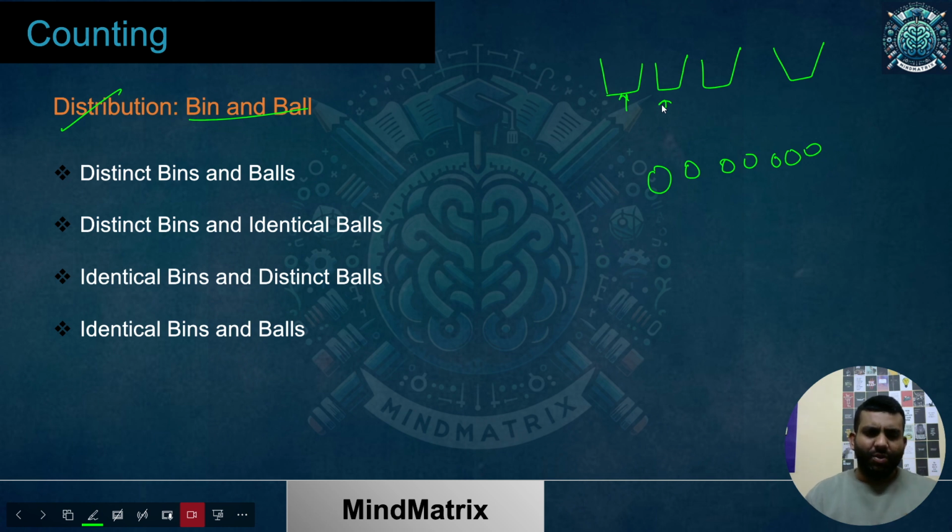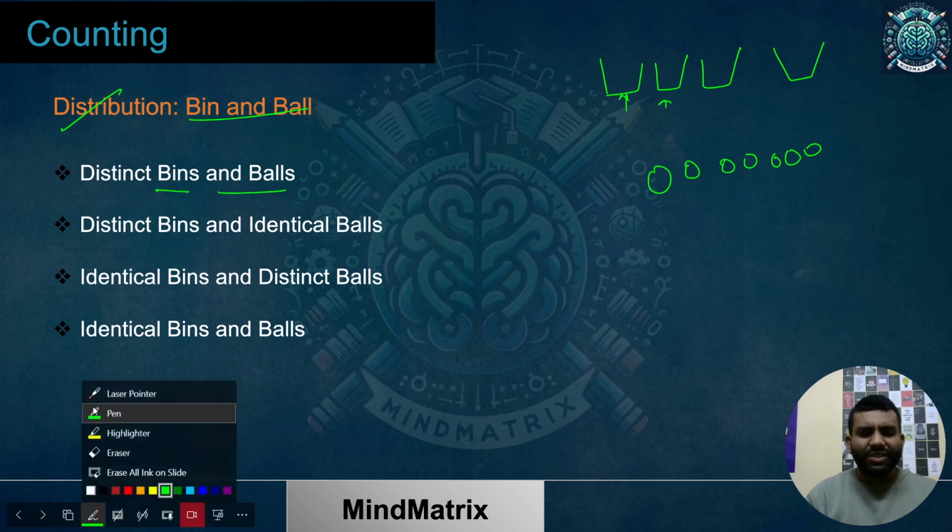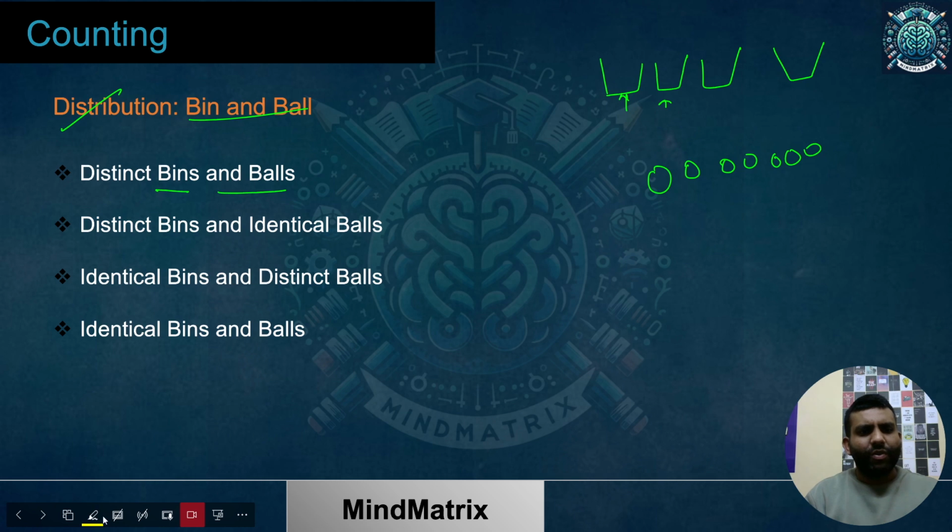If I talk about distinct bins and distinct balls, this simply means the balls are also different and bins are also different. So what would be happening in that case? It's simple. What we will be doing over there.